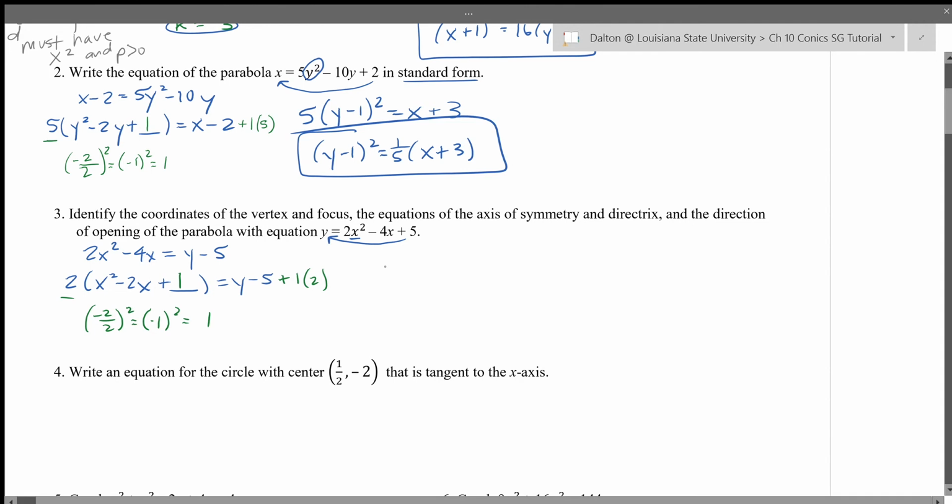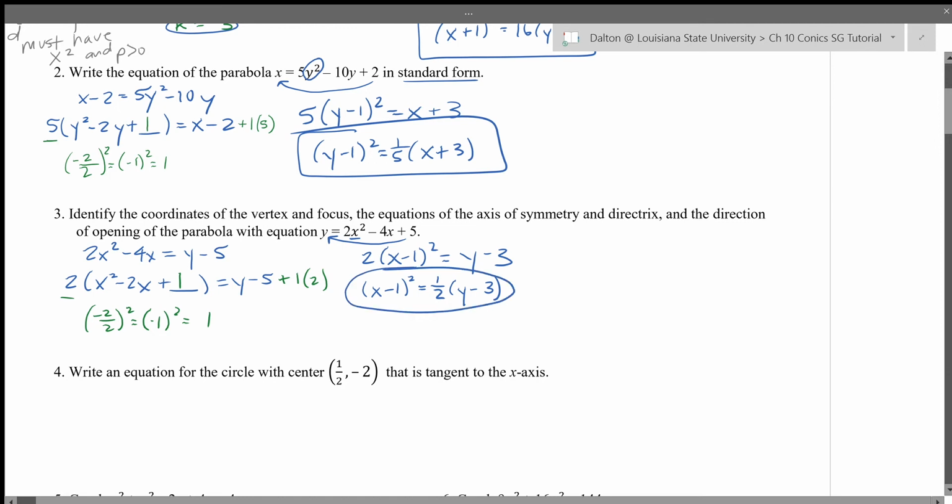And then that gets me 2 times x minus 1 squared is equal to y. Negative 5 plus 2 will be negative 3. And then again, in standard form, we don't have any coefficient way out front, so I need to move that 2 to the other side. So if I do so, it'll be x minus 1 squared equals, I want to leave my y minus 3 as a binomial like that. So when I move 2 over to the other side, it'll be in the form of 1/2. Okay, so this is the equation of our parabola in standard form.